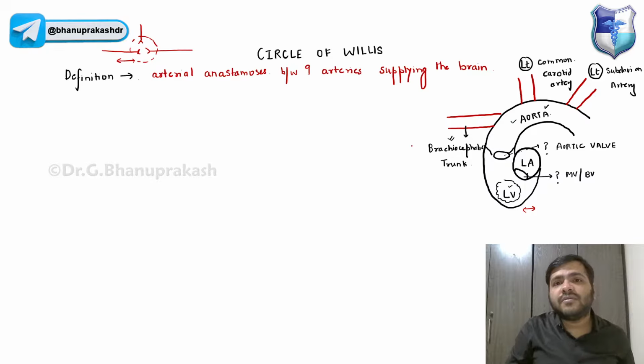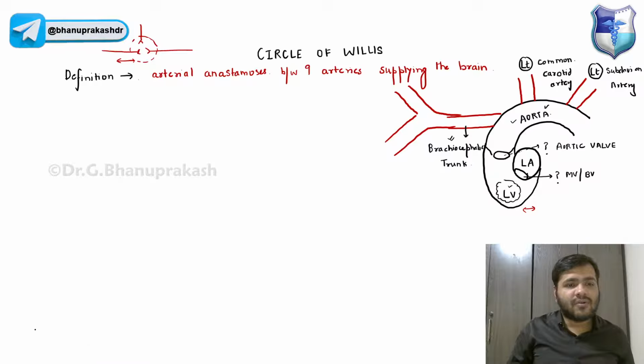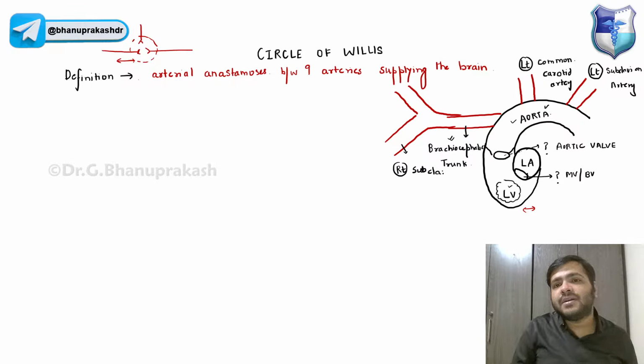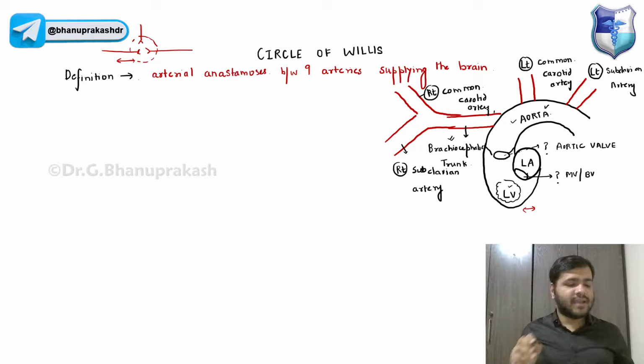Now this brachiocephalic trunk again divides into two parts. If we have the left subclavian artery, we will have the right subclavian artery. And accordingly, we have the right common carotid artery. That is the basics that you have to know over here.